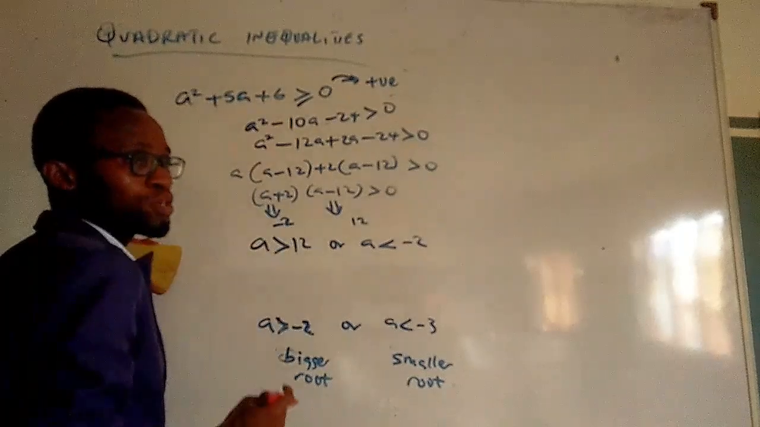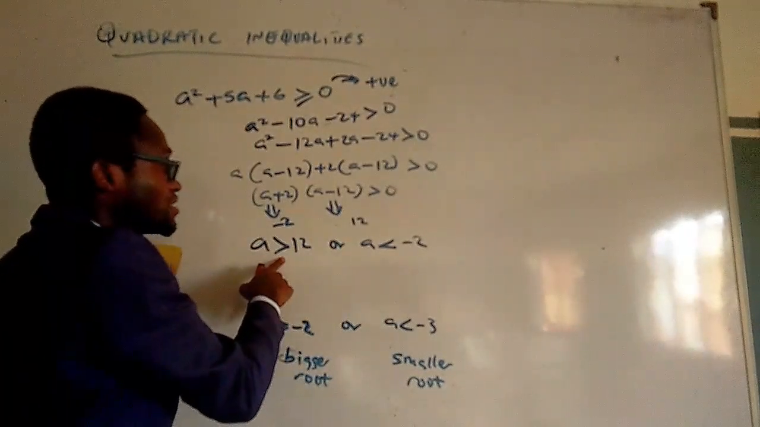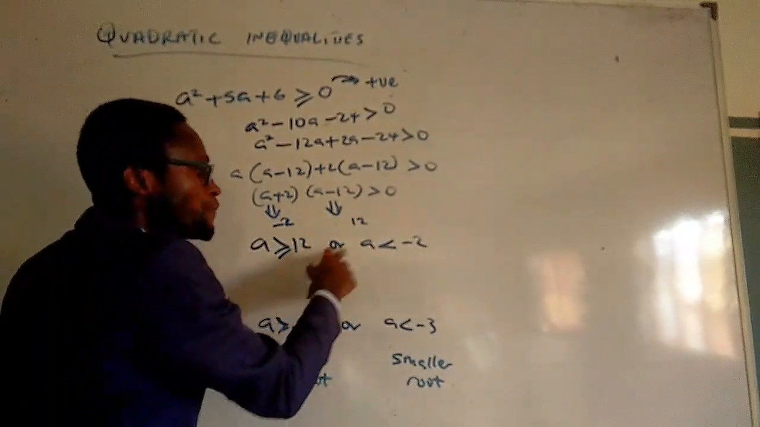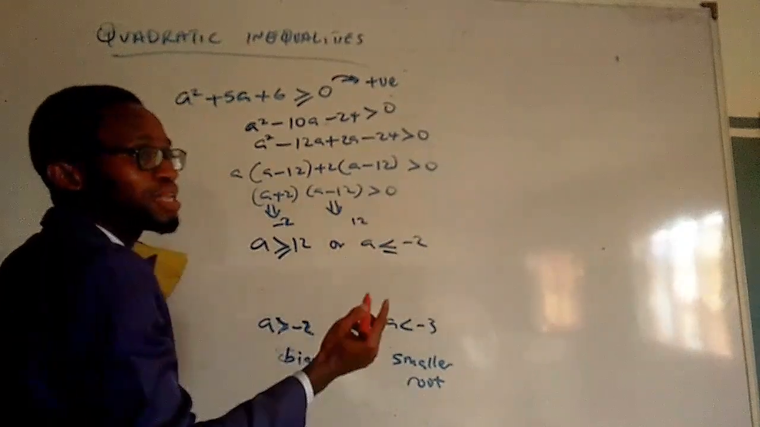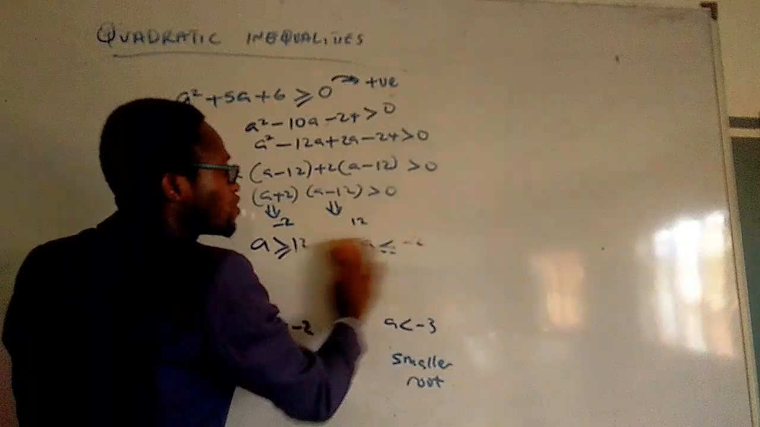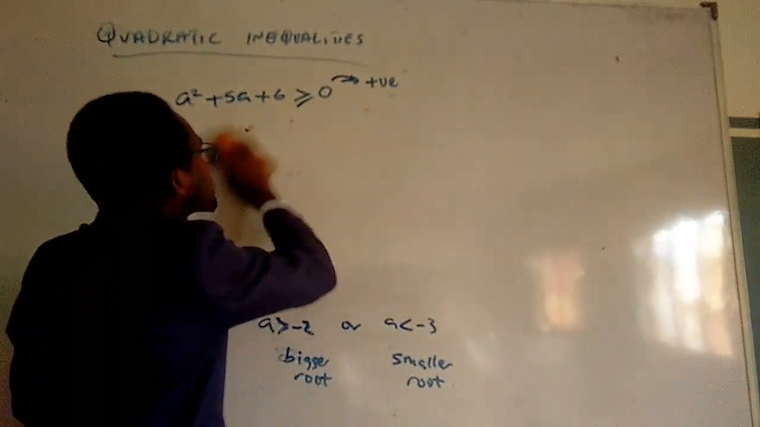So by the time we have a greater than 0 question, or even if this was a greater than or equal to question, our answer is going to be what? A greater than or greater than or equal to the bigger root, or a less than or less than or equal to the smaller root. So that is how we do it. So now let's get a question for what? That of the less than.